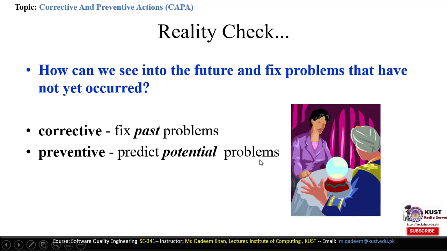So basically, CAPA is used for the prediction purpose as well, that in the past, certain problems may arise for any users.